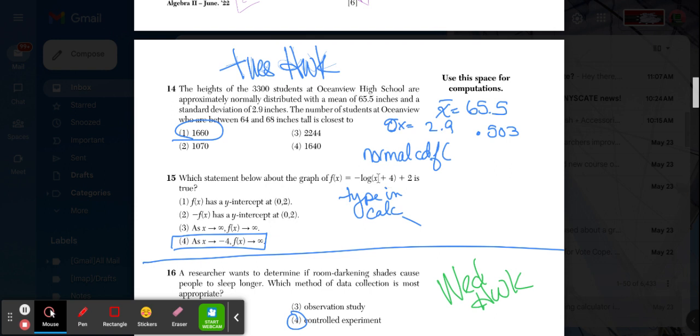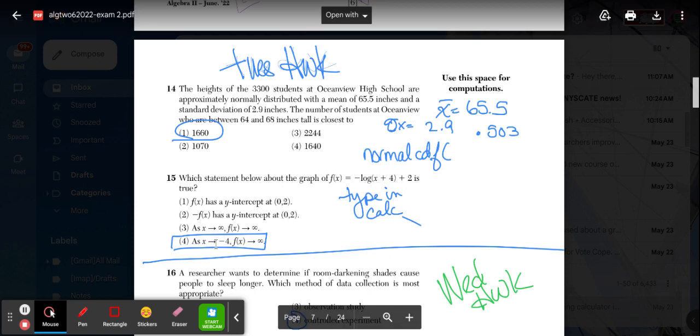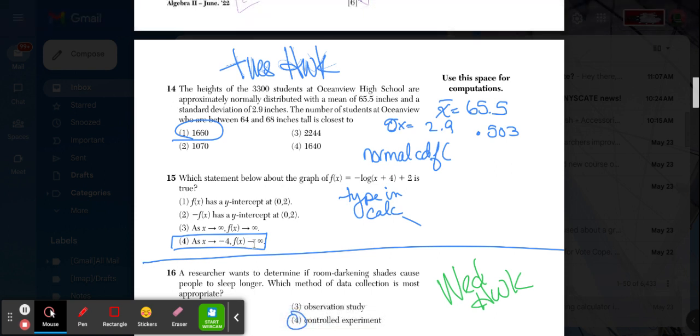Okay, you're shifting a log function and you're flipping it around. But when you do it, you realize that as x gets closer to -4, the output gets really big. That's what that means. The output is growing towards infinity.